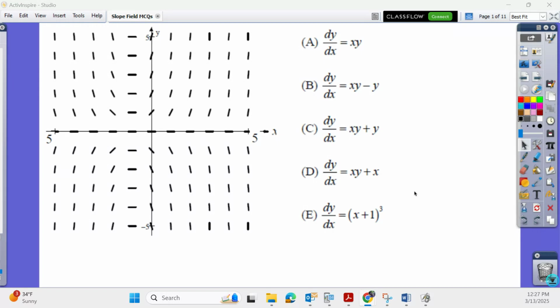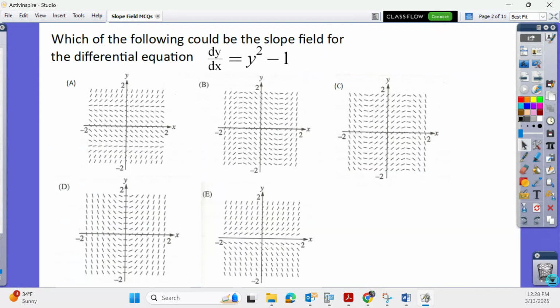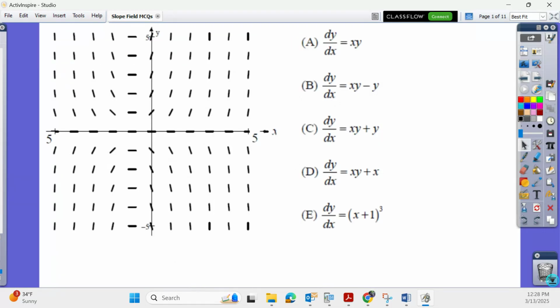They tend to do one of two things. They either give you a slope field and ask you to choose the correct differential equation for that slope field, like this one, or they give you a differential equation and ask you to choose the correct slope field to match it. So those are very common AP exam questions. There are other things you can do with slope fields on the AP exam, but these are very typical. So let's look at these two questions, and then save some for you to try on your own.